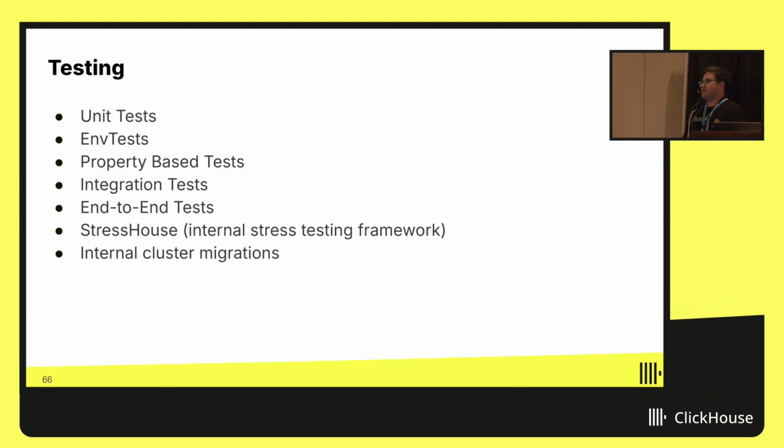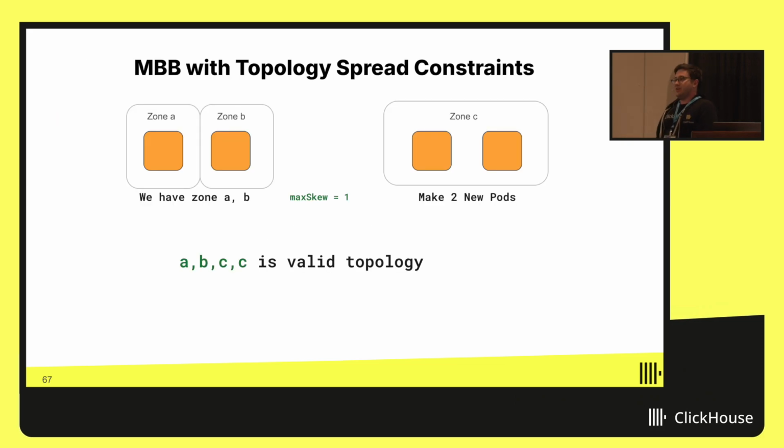a bunch of tests, and I'll be the first to say our test pyramid is not perfect, but we did a bunch of tests, unit tests, end-to-end tests. We have something called Stress House internally at ClickHouse that does stress testing, and so there'll be no bugs, right? We won't have any issues. Well, unfortunately, when we went to production, we found a bunch of issues, and I'm going to tell you a few of those issues in detail.